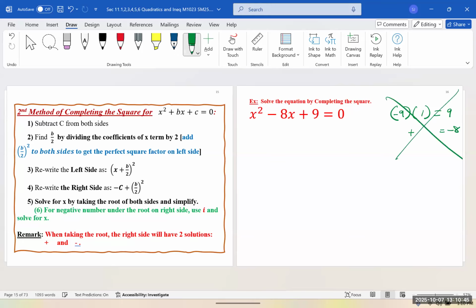It's not possible. There's no way you can find two numbers multiplied to +9 but combined to -8. So you cannot use the factoring method. Then you have two choices. Either use the quadratic formula, or you can use complete the square. Now, complete the square is much more efficient than the quadratic formula.